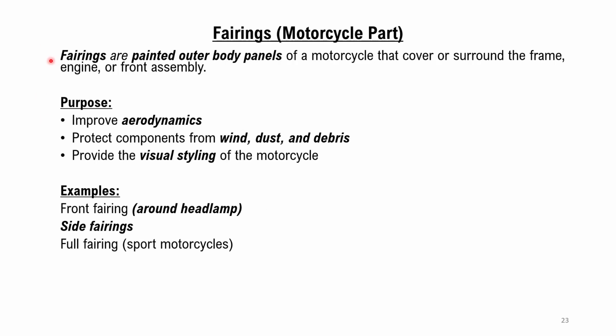Fairings, or painted fairings of the motorcycle, mean painted outer body panels of a motorcycle that cover or surround the frame, engine, or front assembly. Purpose: improve aerodynamics, protect components from wind, dust, and debris, and provide the visual styling of the motorcycle. Example: front fairing around the headlamp, side fairings, full fairing in sports motorcycles.